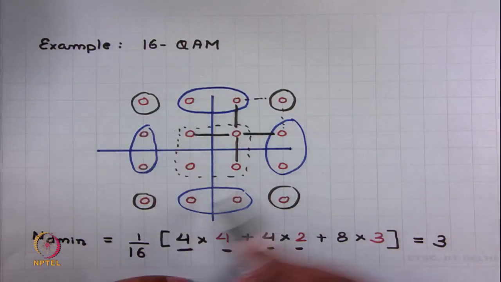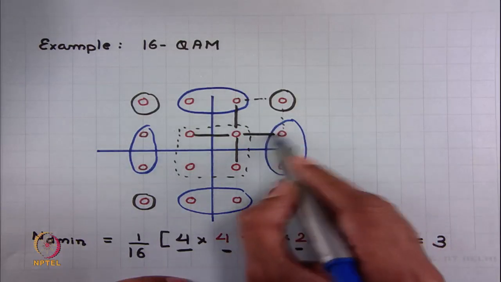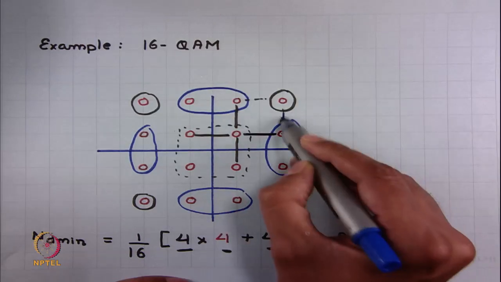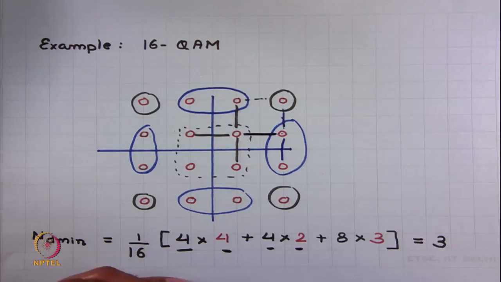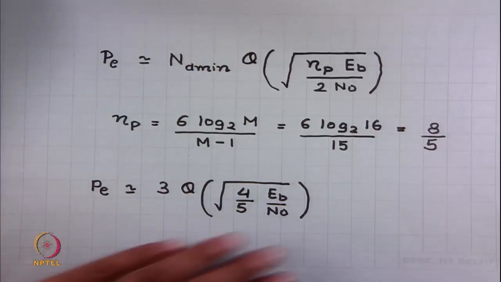If you look at these 8 signals, each one of them will have 3 nearest neighbors. So, this will have this, this and this. So, there are 8 signals with 3 nearest neighbors. So, if we want to find the average number of nearest neighbors, this will be 3. And now, the probability of error is straightforward.